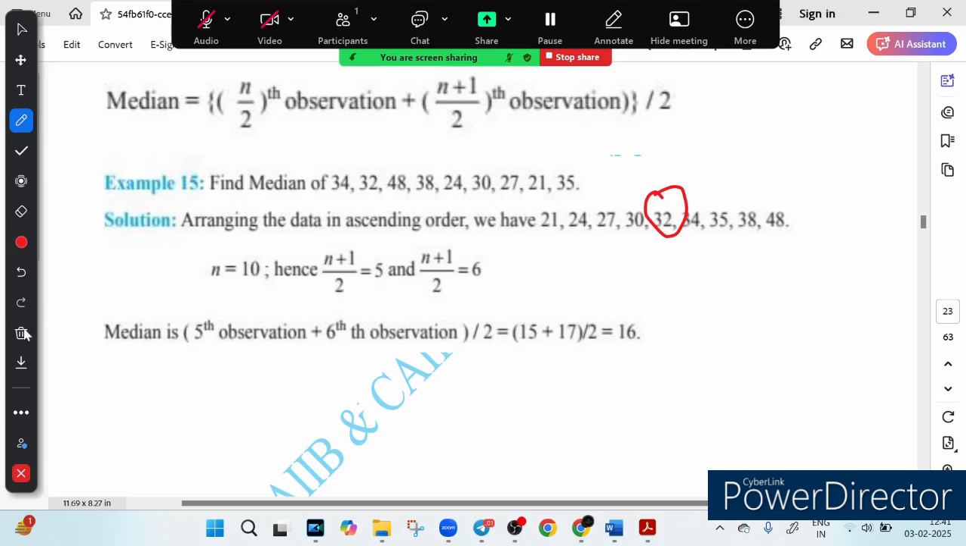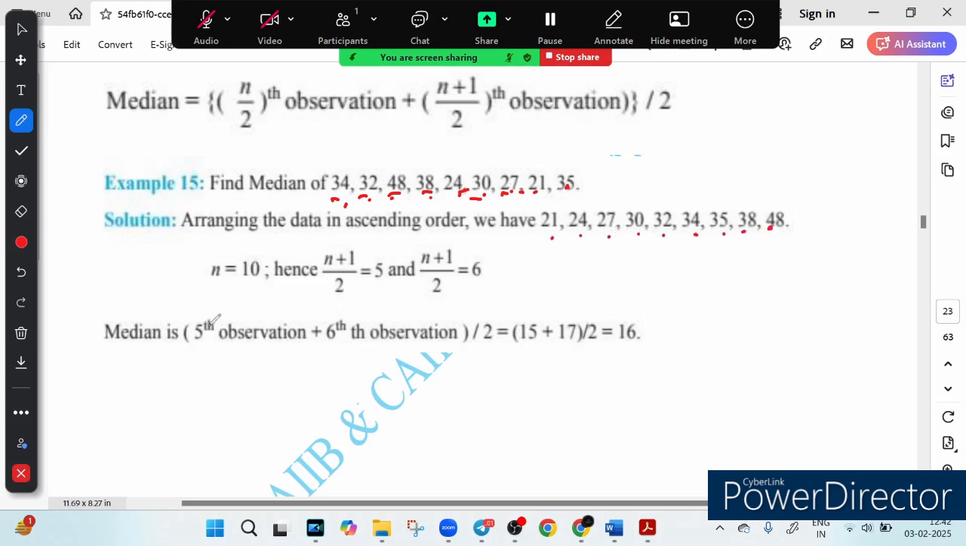Sorry, let me count again. I think here n is 10, not 9. 1, 2, 3, 4, 5, 6, 7. 1, 2, 3, 4, 5, 6, 7. I'm getting only 9. How is it taking 10? Okay, let me see here. 1, 2, 3, 4, 5, 6, 7, 8, 9.